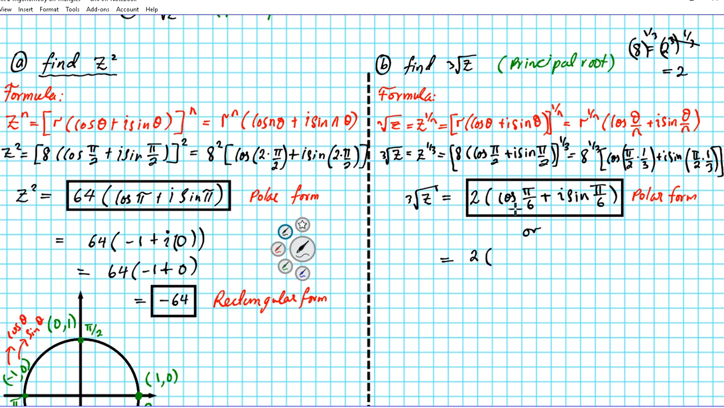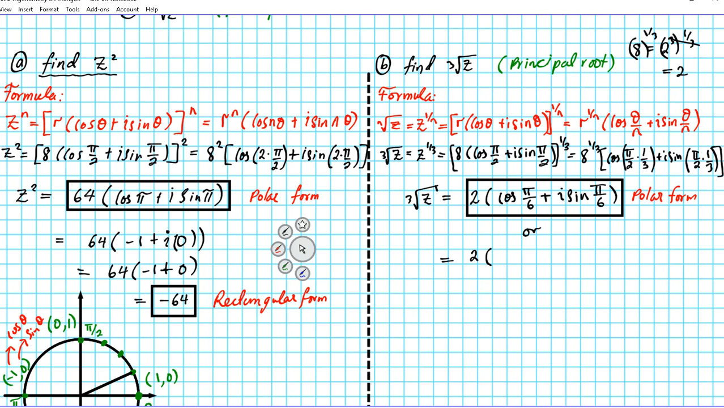Now we need to figure out what cosine pi over 6 and sine pi over 6 are in our unit circle. If we look at quadrant 1, we know that there are 3 points in each quadrant of the unit circle. We have the pi over 6 or 30-degree point, the 45 degrees or pi over 4 point, and the pi over 3 or 60-degree point. We're looking for pi over 6 or 30 degrees, which is this one right here.